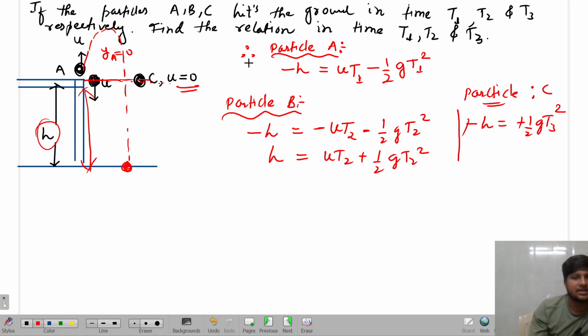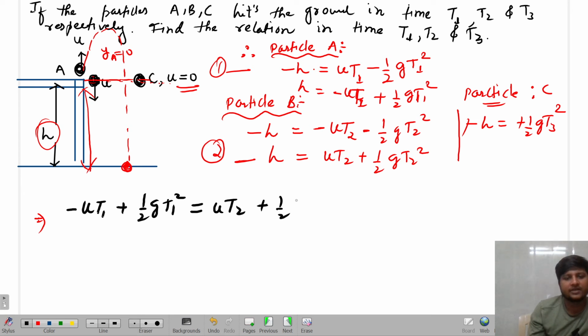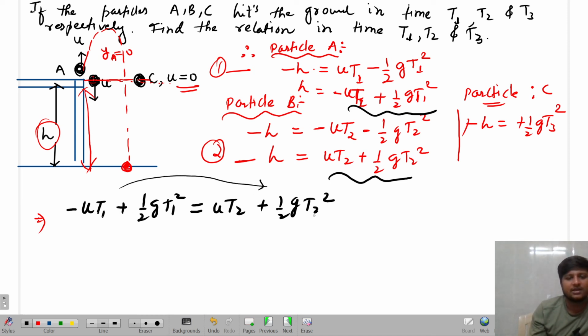Now how to do it? So consider this equation 1. Consider this as equation 2. Now you can do what? You can write over here h is equal to minus u t1 plus half g t1 square. You can write both the equations over here. What I will get? I'll get minus u t1 plus half g t1 square, and that is equal to what? u t2 plus half g t2 square, the second equation, means this particular value and this particular value I am equating. Right or not?